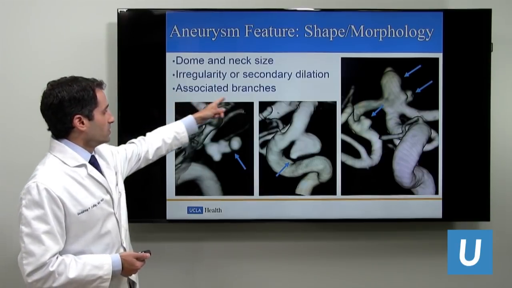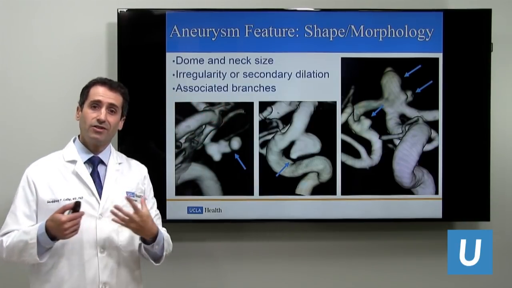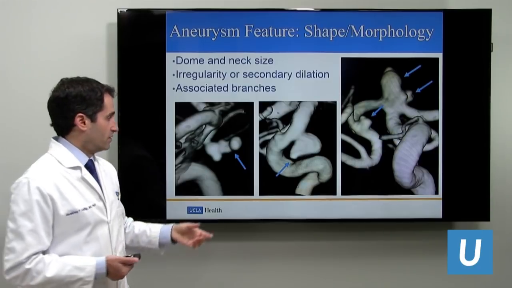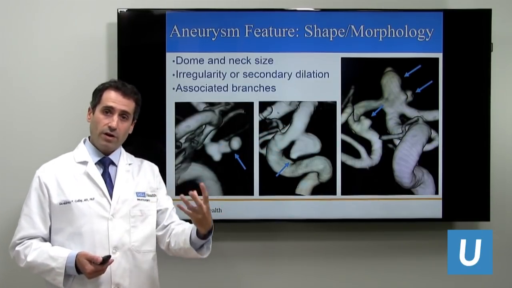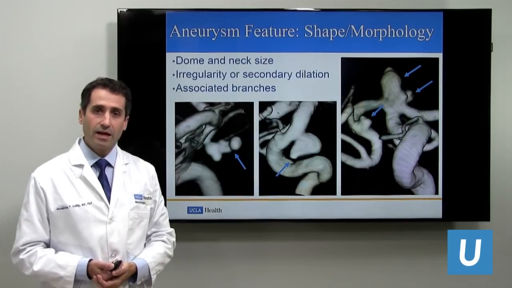We're also interested in associated branches. So are there branches associated with the aneurysm? There's the vessel the aneurysm comes off of, but are there other branches that we want to preserve coming off the aneurysm neck or nearby?